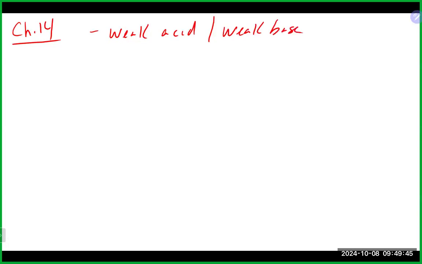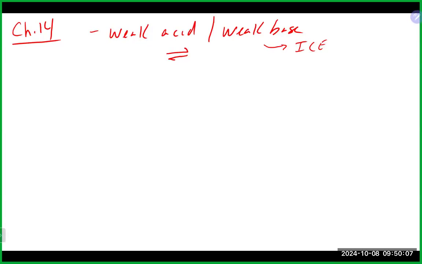Okay, we are still in chapter 14. And last time we talked about weak acid equilibrium and also weak base equilibrium. Remember, since these are weak acids and weak bases, they do set up an equilibrium, different than strong acids and strong bases, when we're interested in trying to determine the pH of those things. It does require, again, an ICE table here.